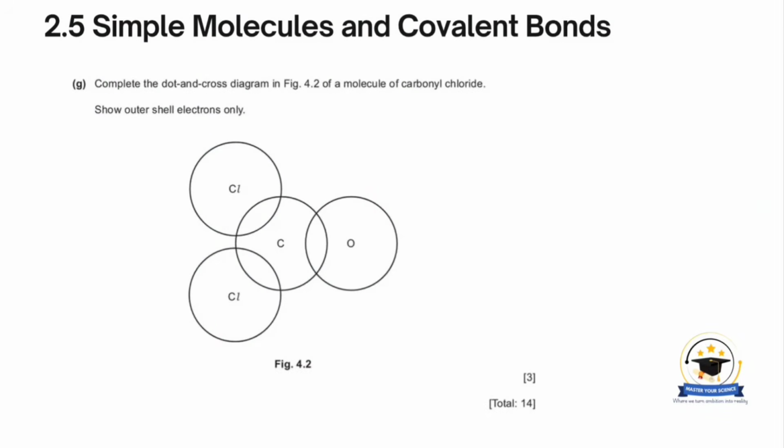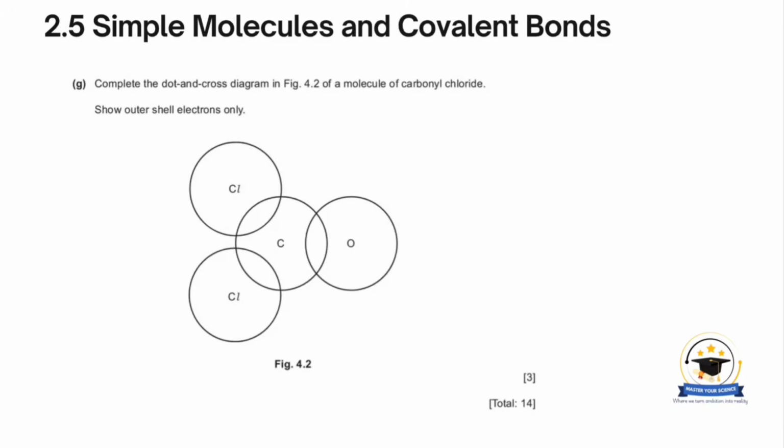This next question says, complete the dot and cross diagram in figure 4.2 of a molecule of carbonyl chloride. Show outer shell electrons only. So you can see we've got chlorine, carbon, and oxygen. Chlorine is a group 7 element, so it has 7 electrons in its outermost shell and it requires 1 more electron in order for it to have a noble gas electronic configuration. So it will only make one covalent bond.